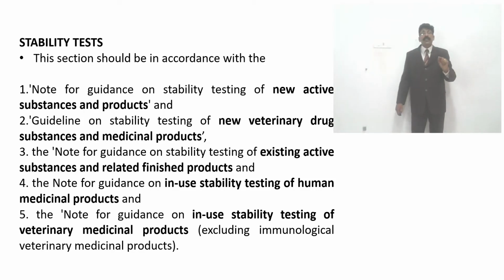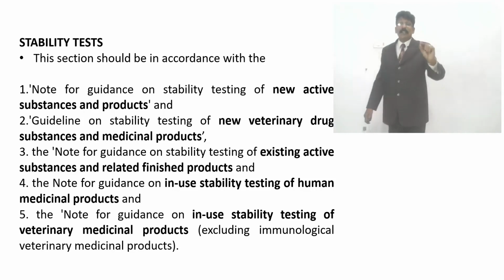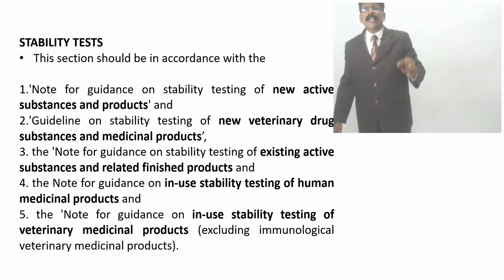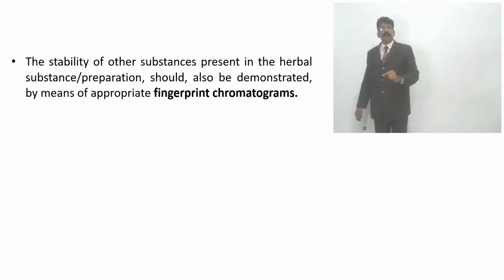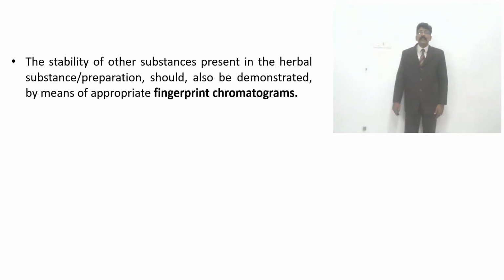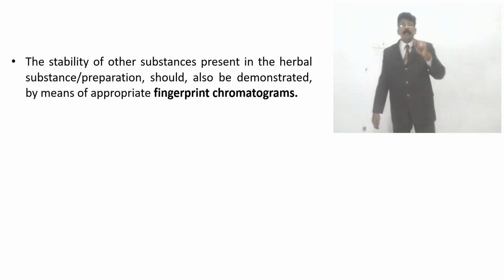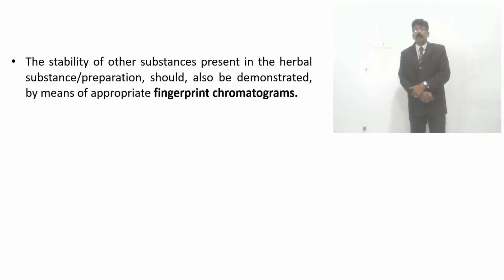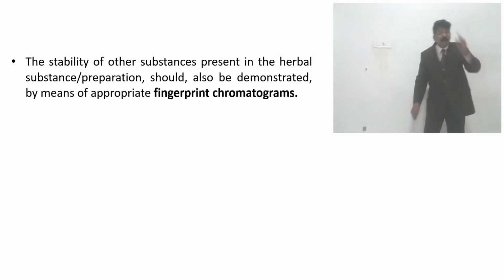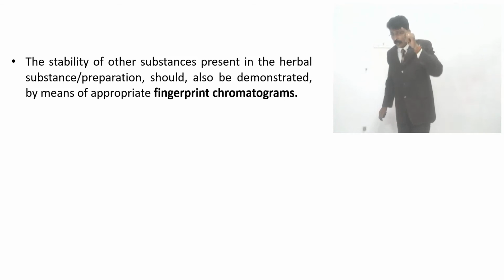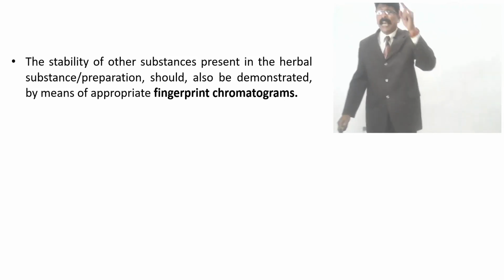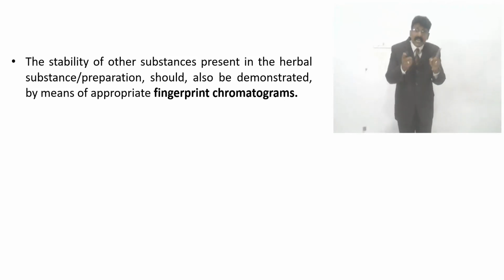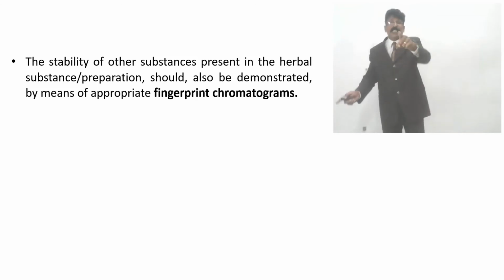So these are some of the guidelines which you should follow for stability testing. Then only can we give the date of expiry for the products. Stability of other substances in the herbal substance or preparation should be demonstrated by means of an appropriate fingerprint chromatogram. What do you mean by a fingerprint chromatogram? We might have talked about fingerprint and aromaticity, and studied its link with gas chromatography and liquid chromatography. That is why it is called a fingerprint chromatogram.